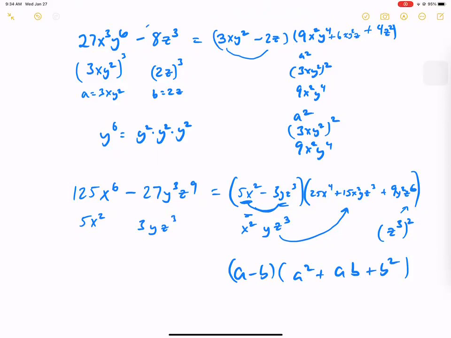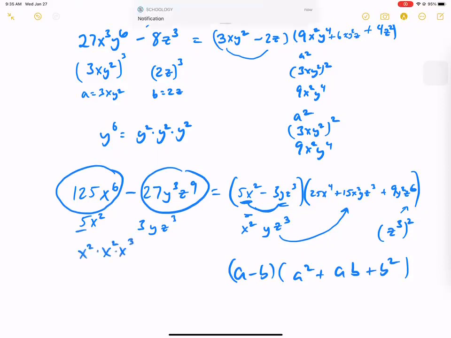Okay, how did you get the 5x squared and the 5x squared? The way I got the 5x squared is you take a look at the front term and the back term, and you're saying, if this is really a difference or sum of two cubes, what was the original value before I cubed it? So to get 125, that was 5 times 5 times 5. And to get x to the 6, that was x squared, x squared, x squared. So that's squared. Same thing for the back.